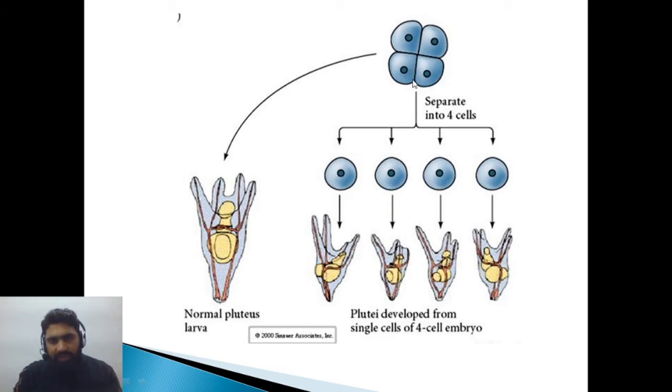But even though we were separating all these 4 cells, even after we separated these 4 cells, they developed into the entire structure. So Pluteus developed from single cells of a 4-cell embryo. From all these 4 cells, the full structure of the larvae, both animal pole structures and vegetal pole structures, were developed from all these 4 embryos. Why is it so?